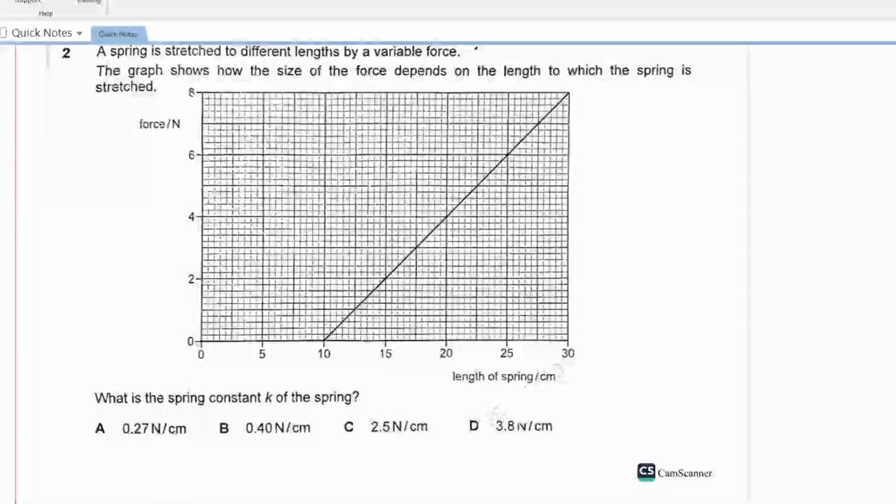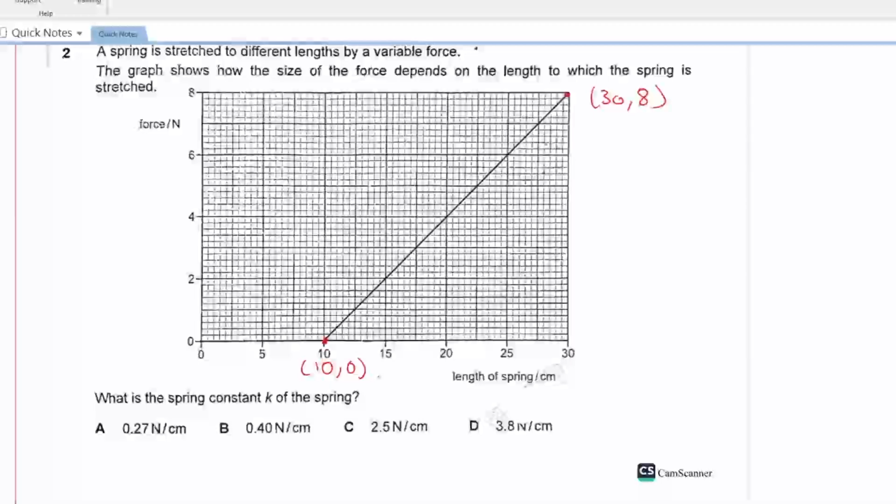Can you see when the force is 0? When the force is 0, the length is 10. This point becomes (10, 0). And when the force is 8, the length is 30. Can you calculate the spring constant now?